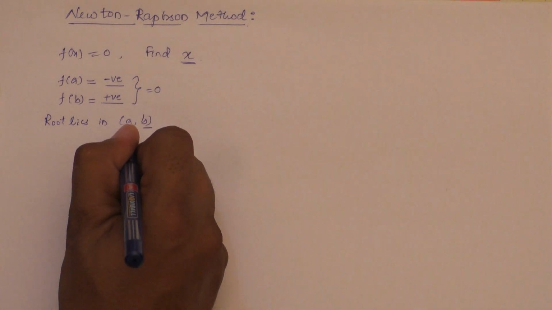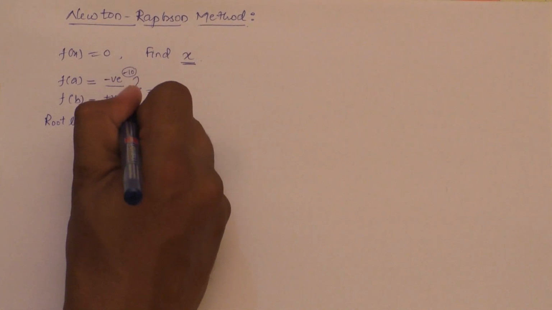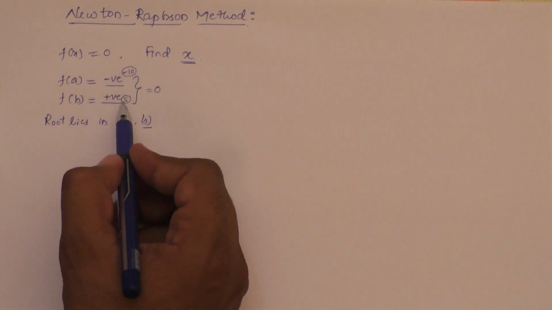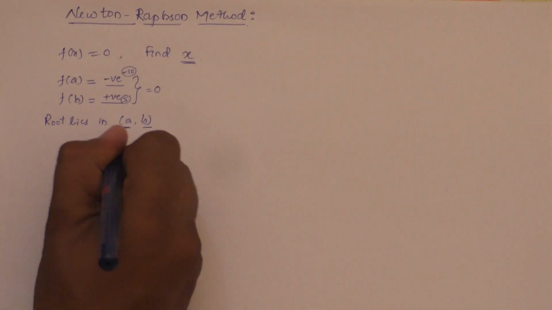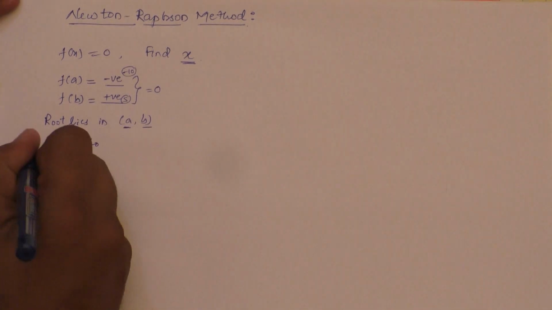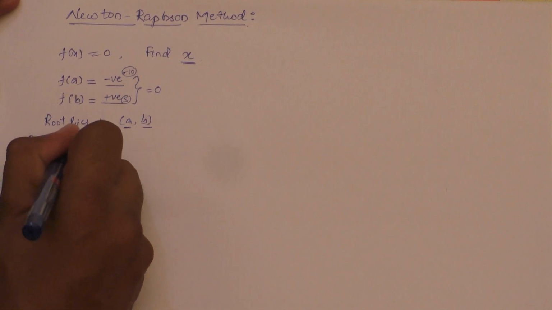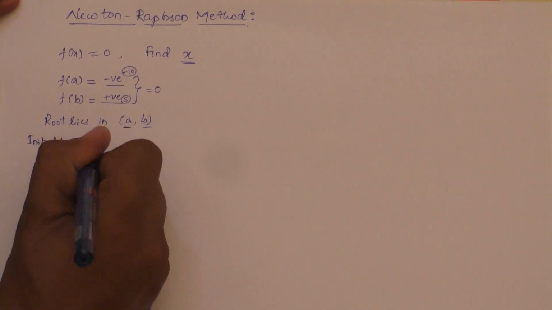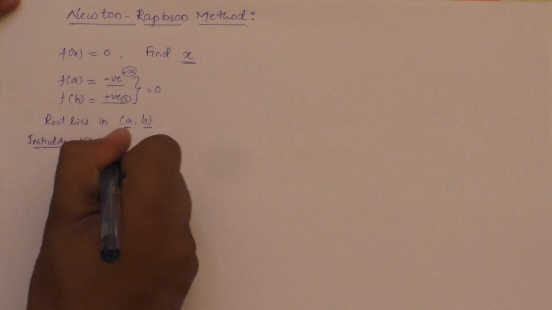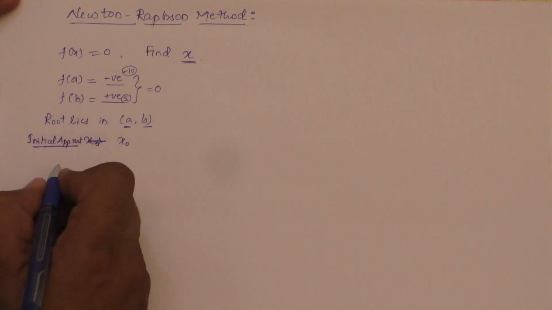For example, if it is minus 10 and this one is 5, then minus 10 is far away compared to 5. So if it is nearer to this, you need to consider this b value as x0. x0 means the initial approximate root. So you need to consider it as some x0 root. Once you consider this, then you go for the Newton-Raphson method.